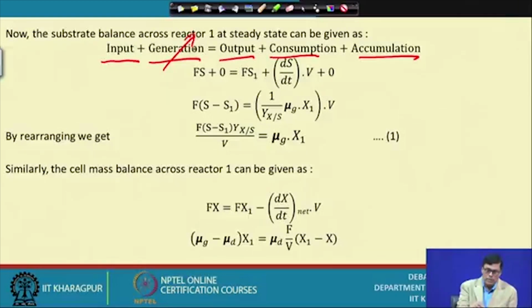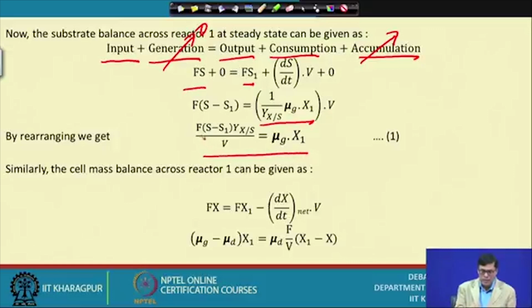Now, this will be equal to 0 in case of substrate, and the rate under steady state condition accumulation will be 0. So, we can write F into S0 minus F into S1 minus (1/Y) times dS/dt into V. Now, dS/dt we can write in this form. So, we can write F into (S0 minus S1) by V equal to mu g into x1.